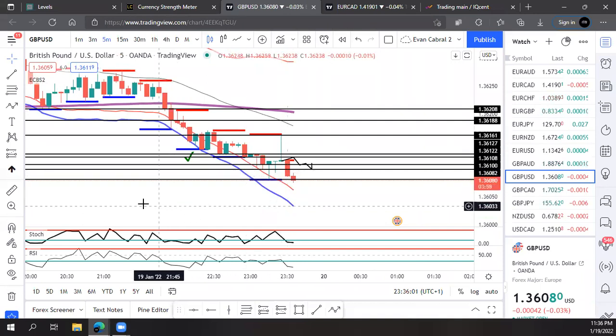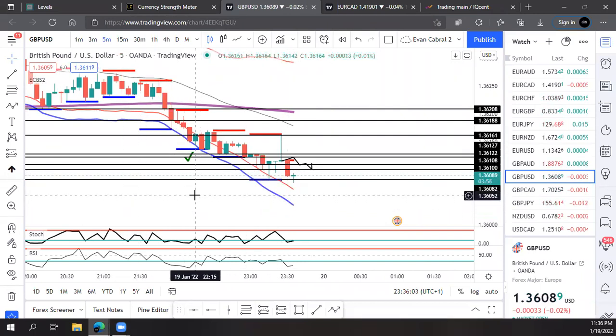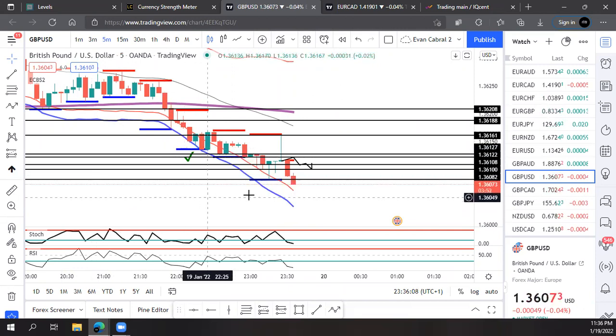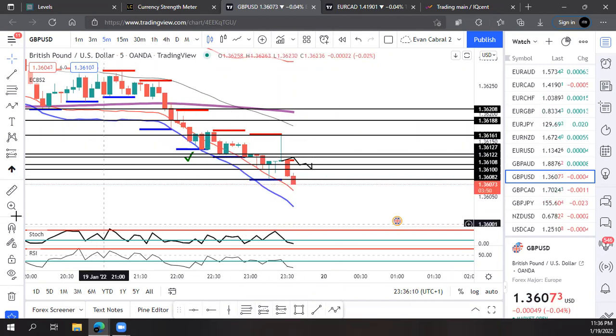Even Hourglass, if you're using Hourglass, the 200 EMA changes color. When you're in a downtrend, the EMA is red. If you're in an uptrend, the EMA is green. So you can use the EMA to also detect the market trend.